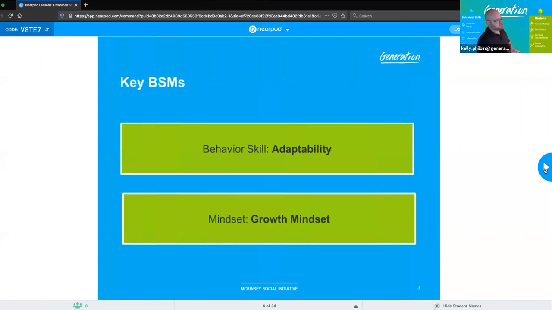The behavior, skills, and mindsets that we are going to be employing when working with technology and trying to learn, develop, and grow: we're definitely going to employ a growth mindset and also adaptability, because almost every computer you open up will be a little different. The basic components tend to be the same, but locations and types will change.